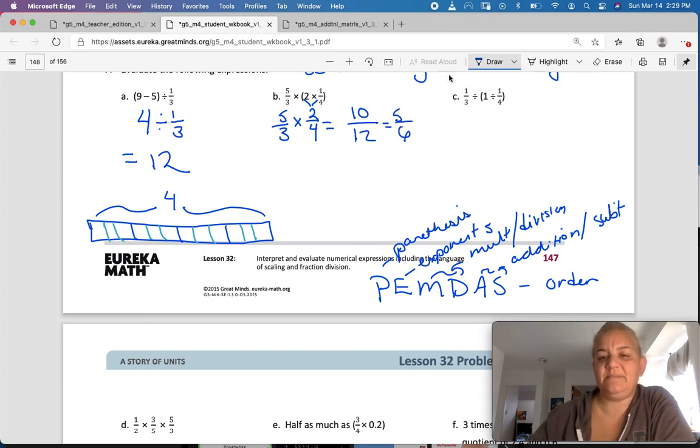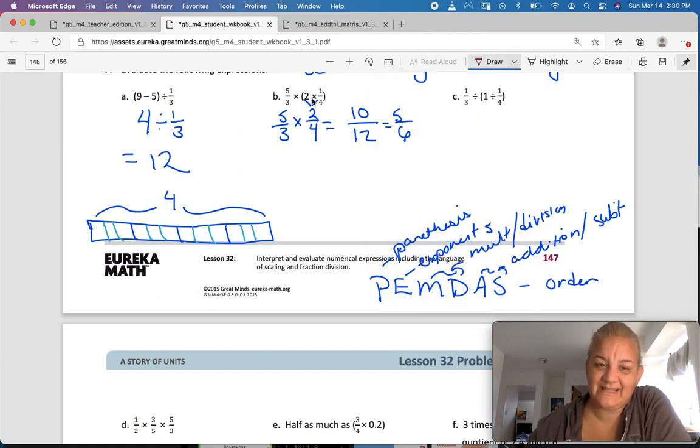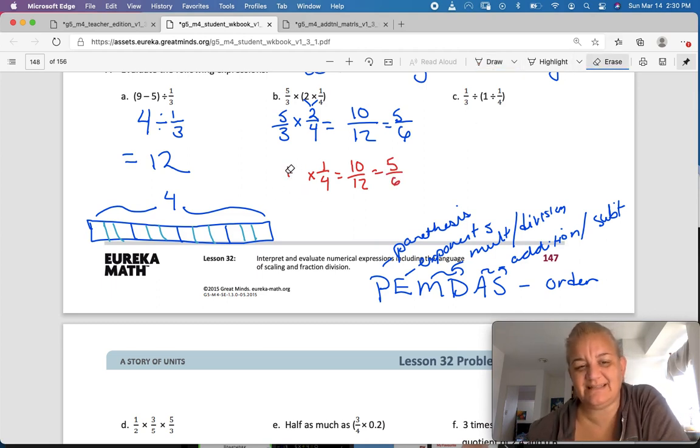Okay. Let me show you in big red letters what would happen if I did it the other way. If I multiplied 5/3 times 2 outside the parentheses, I would get 10/3, and then times 1/4. My answer would be 10/12. Oh, well, that's a bad example because it would be the same. But parentheses is the first rule of thumb. Okay, so in this example, it would be the same. But if that was addition, it would change it. Okay.